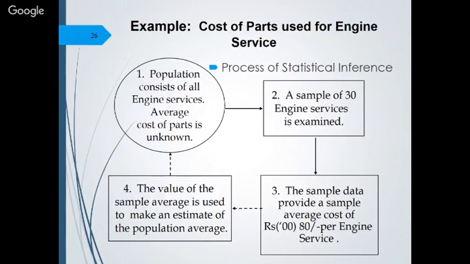To find the cost of parts for engine service, we took 30 samples from the entire population. From that sample, we assessed the cost of each engine service case, examined and collected the data accordingly. The sample data provided a sample average cost of 8,000. In the last slide we saw that the average cost of engine service was 8,000 per engine service. So we derived the mean statistic as 8,000. The value of the sample average is used to make an estimate of the population average.